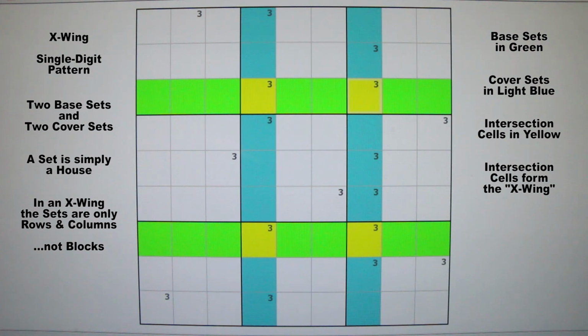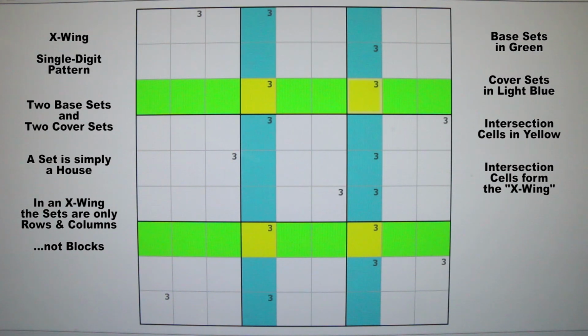So the base sets here are row 3 and row 7, and you can see that there are only 2 instances of candidate 3 in each of those rows. So that means in row 3, one of those 2 threes has to be true and the other has to be false. And the same applies to row 7. One of the 3s has to be true and the other has to be false.